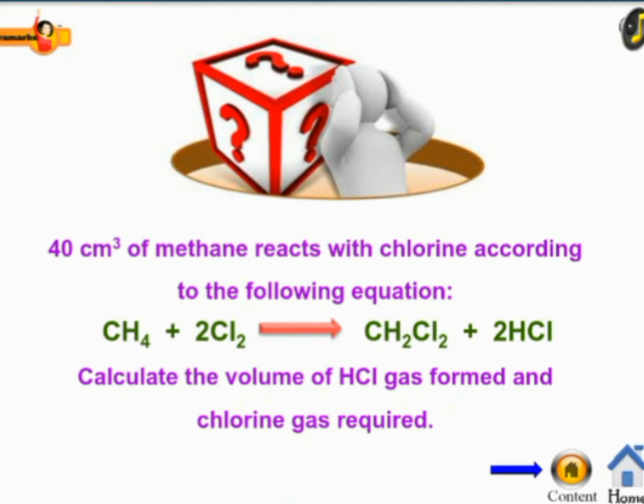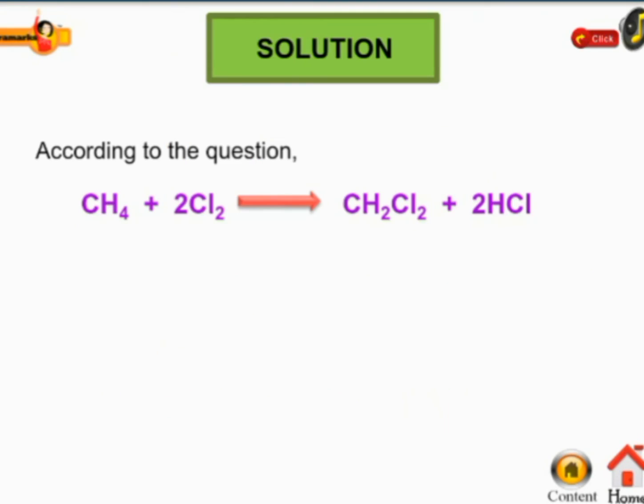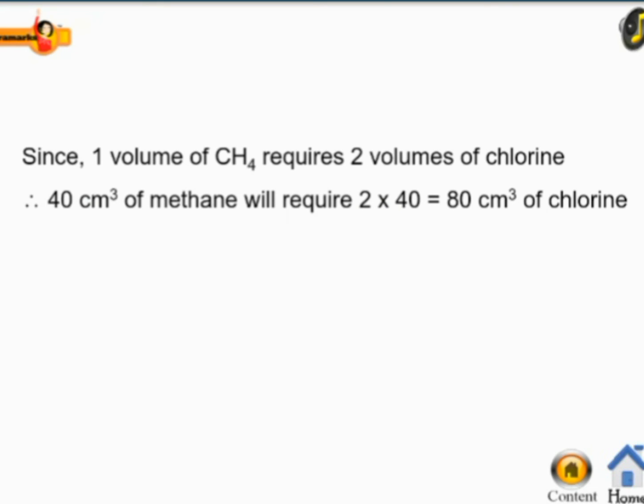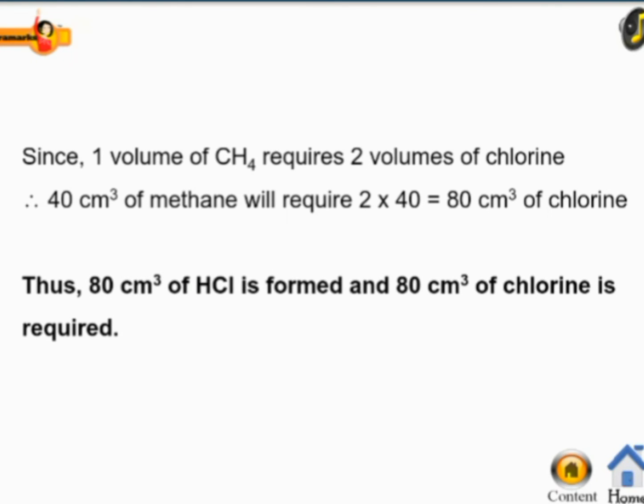Let us solve a numerical. 40 centimeter cube of methane reacts with chlorine according to the following equation. Calculate the volume of hydrogen chloride gas formed and chlorine gas. According to the question, we have the equation as follows. Since 1 volume of methane requires 2 volumes of chlorine, 40 centimeter cube of methane will require 80 centimeter cube of chlorine. Thus, 80 centimeter cube of hydrogen chloride is formed and 80 centimeter cube of chlorine is required.